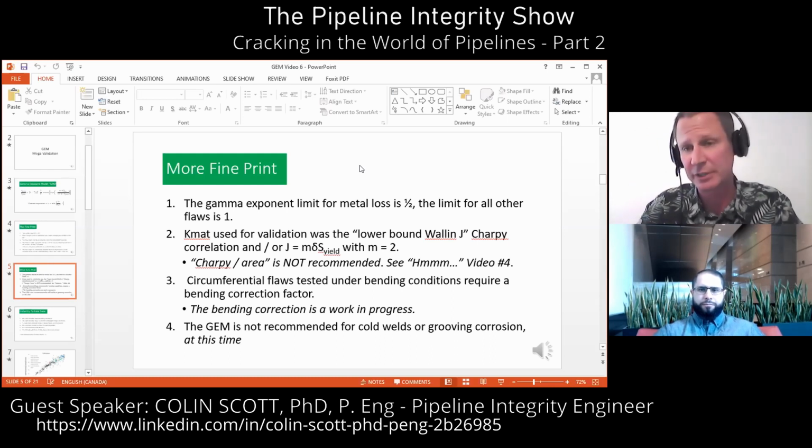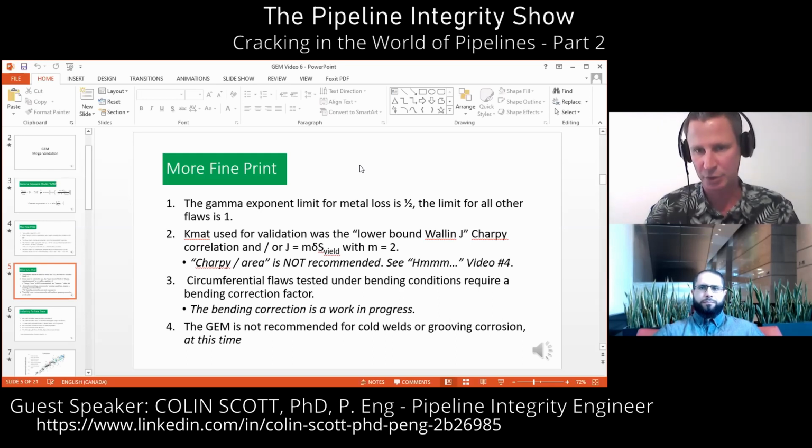I do have some circumferential flaws that I've tested. Those typically are under bending conditions, and so I've come up with a bending correction factor, which I'm still kind of working on. And I'll say right now that I've not been able to validate the GEM for cold welds or grooving corrosion. I don't have clean and clear data to work with.